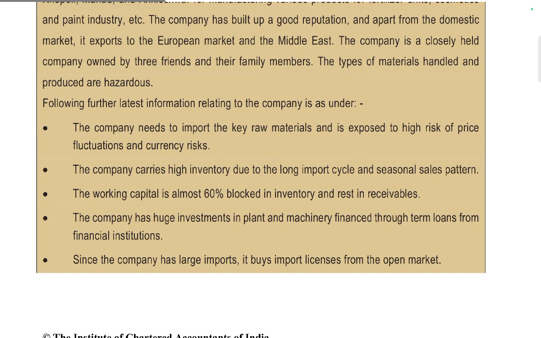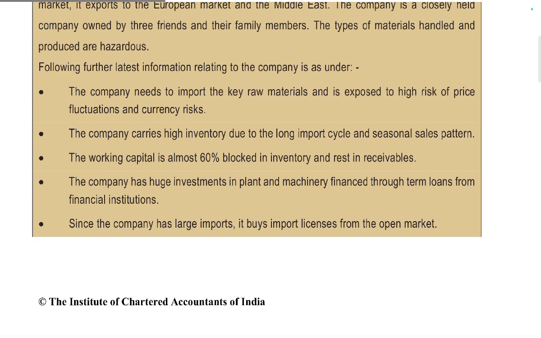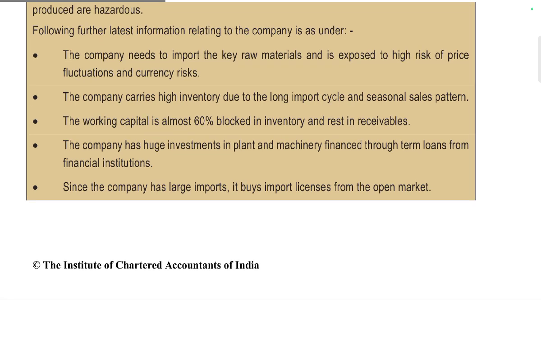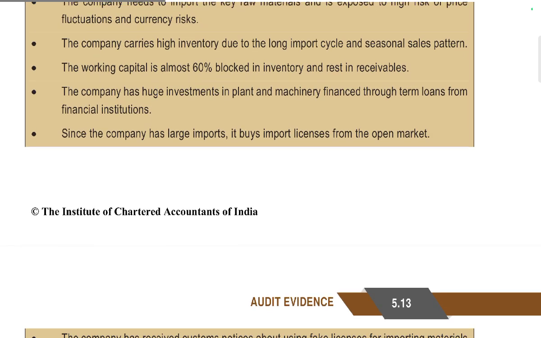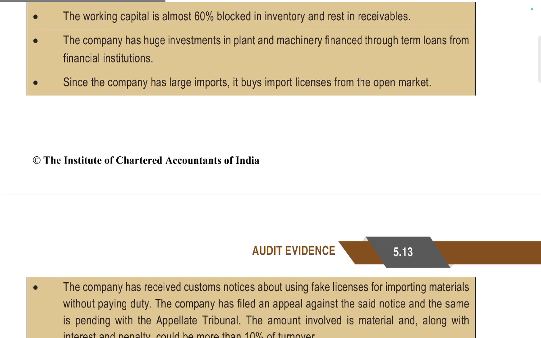The type of material handled is hazardous. Further information related to the company: the company needs to import the key raw material, exposing it to a high risk of price fluctuation and currency risk. The company carries high inventory due to the long import cycle and seasonal sales pattern. Almost 60% of the company's capital is blocked in inventory and the rest in receivables. The company has a huge investment in plant and machinery financed through term loans from financial institutions. Since the company has large imports, it buys import licenses from the open market.